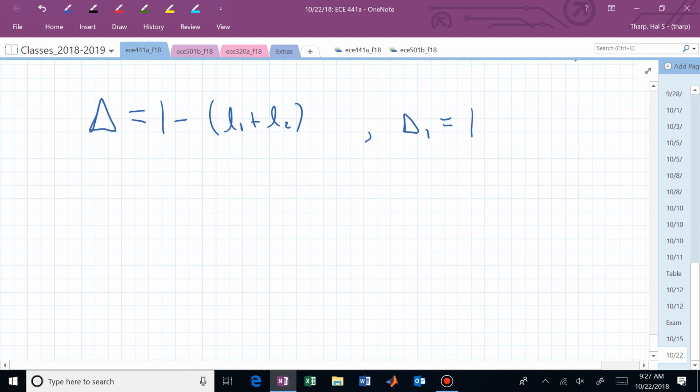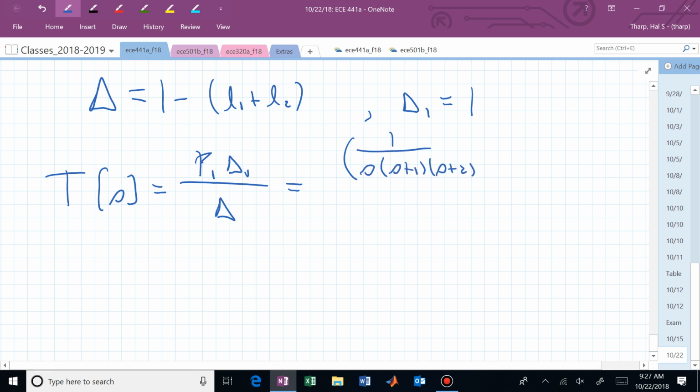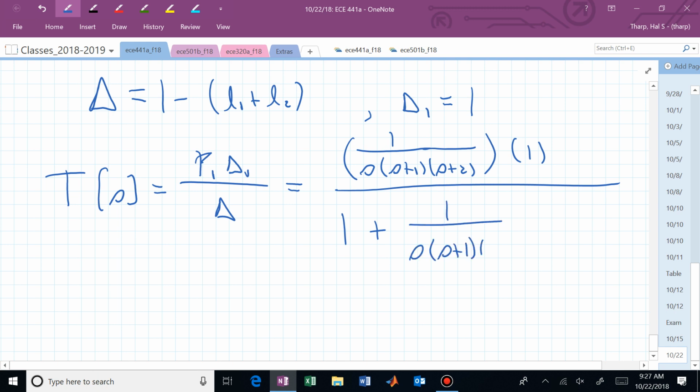And now I have my transfer function. T of s is now P1 delta 1 over delta, or that's now 1 over s, s plus 1, s plus 2, times delta 1 over 1 plus the term coming from our first loop and the other term coming from our second loop.